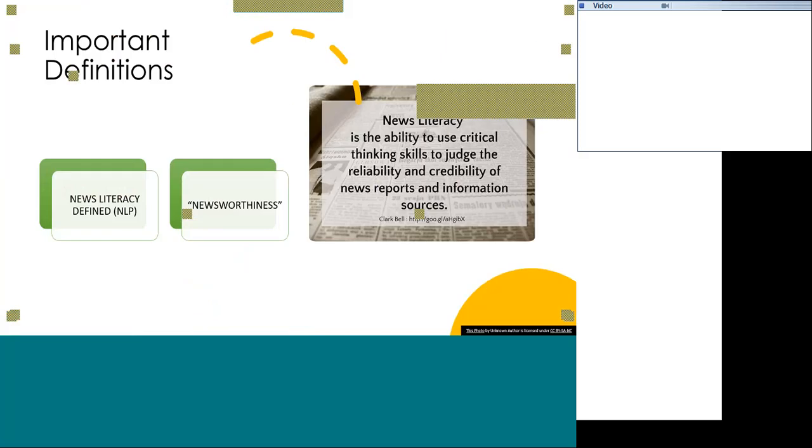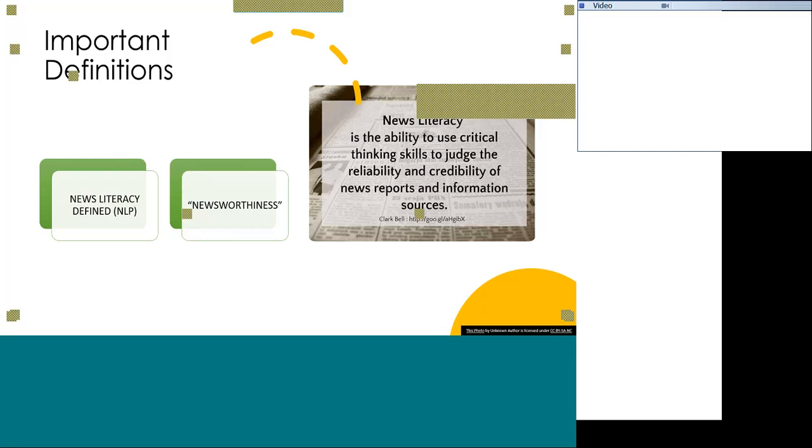What is news literacy? There is a good definition of news literacy from the News Literacy Project, a nonpartisan organization working in this area. News literacy refers to your ability to critically evaluate and analyze news sources, understand their credibility, and make informed conclusions based on the information.